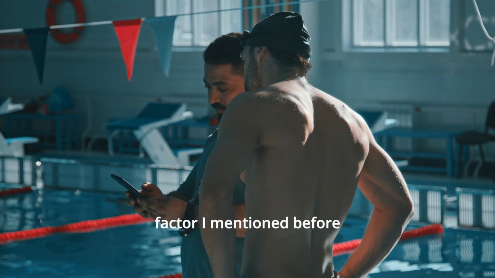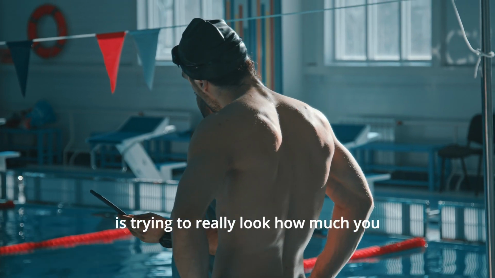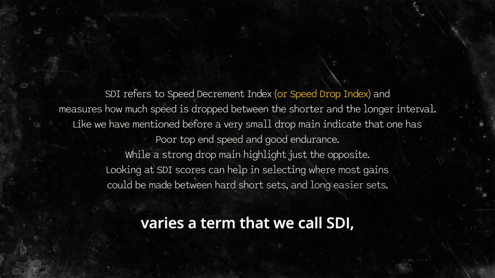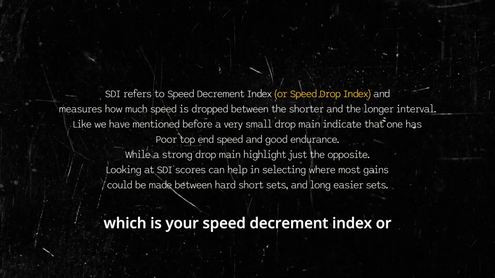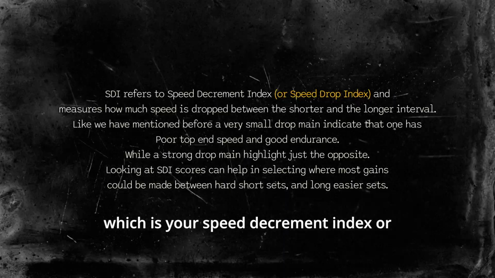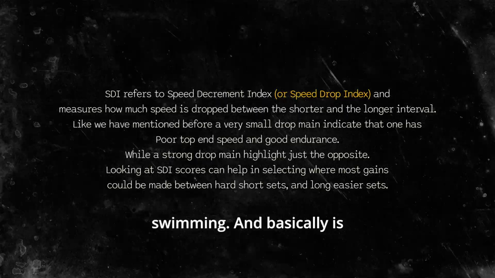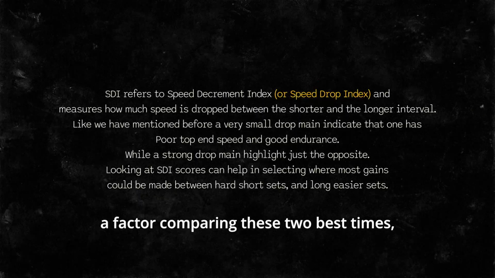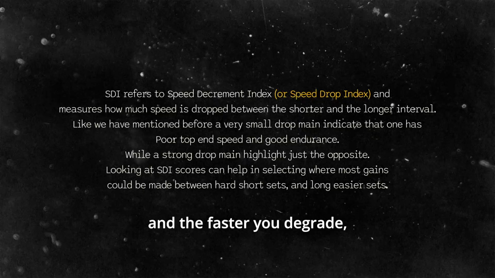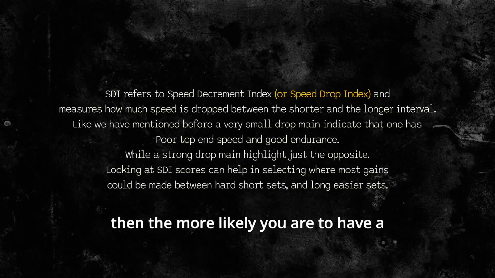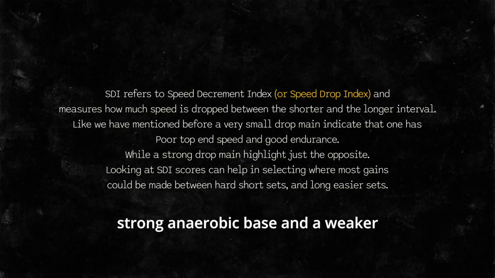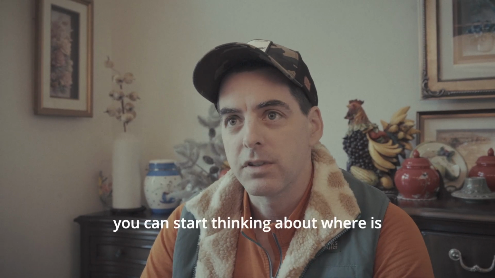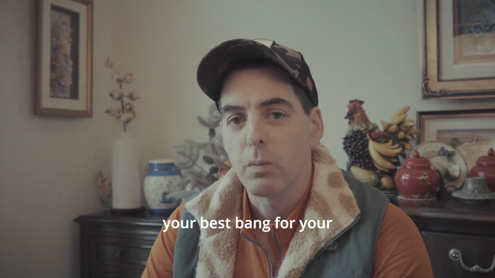The other factor that I mentioned before is really looking at how much you degrade over time. There is a term that we call SDI, which is your speed decrement index or speed drop index, that is used in swimming. It is a factor comparing these two best times to see how fast you degrade. The faster you degrade, the more likely you are to have a strong anaerobic base and a weaker aerobic base. With this, you can start thinking about where your best bang for your buck is.